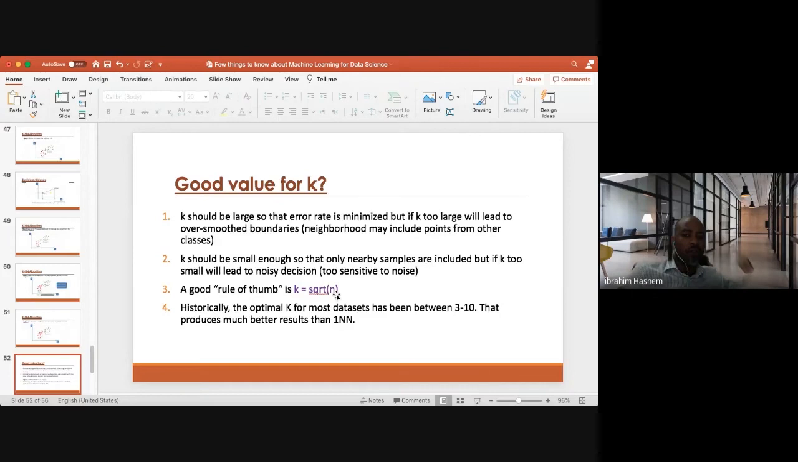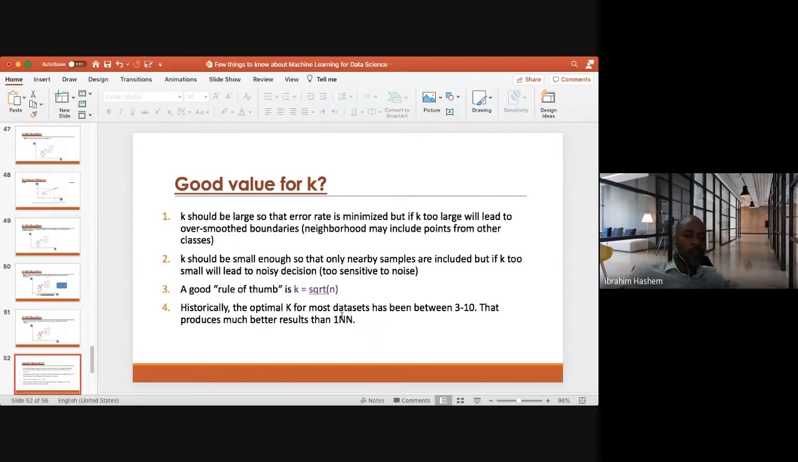So the best way to get the number of K is to apply K as the square root of N, where N is the number of observations that you have. This might give an optimal number of K, depending on the size of the data that we have. Historically, the optimal K for most data sets has been between 3 and 10. If you don't want to apply this technique, then you can just select between 3 and 10. Most likely, it is the optimal number of K.